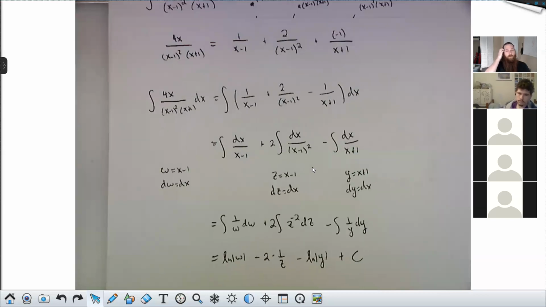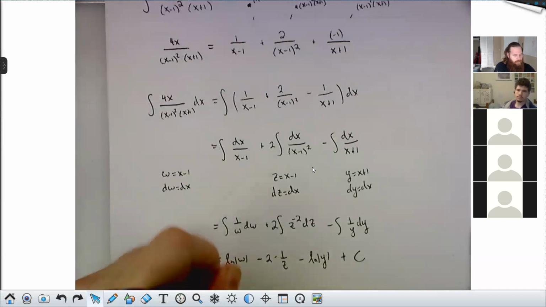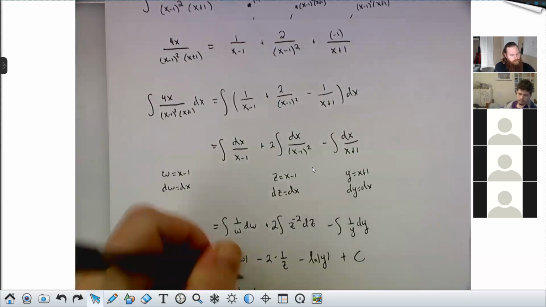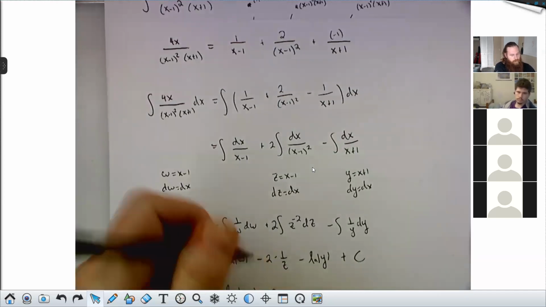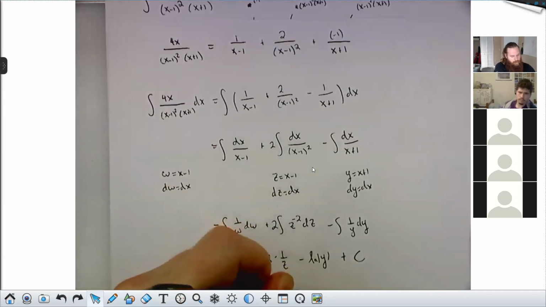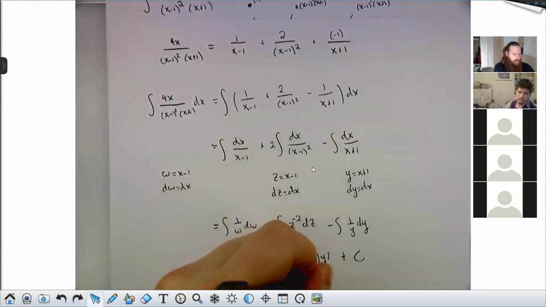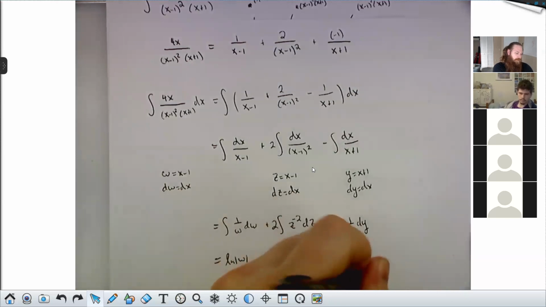Middle one is a power rule integral. Right, z to the negative 2 becomes negative z to the negative 1, or negative 1 over z. And then finally, ln abs x minus 1, minus 2 times 1 over x minus 1, minus ln abs x plus 1, plus c.